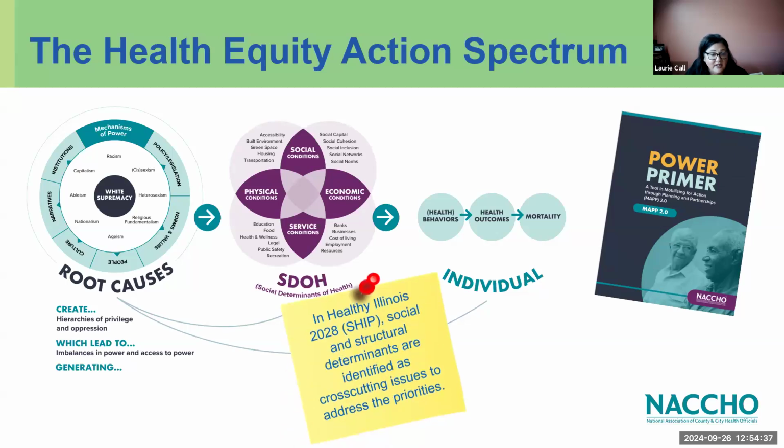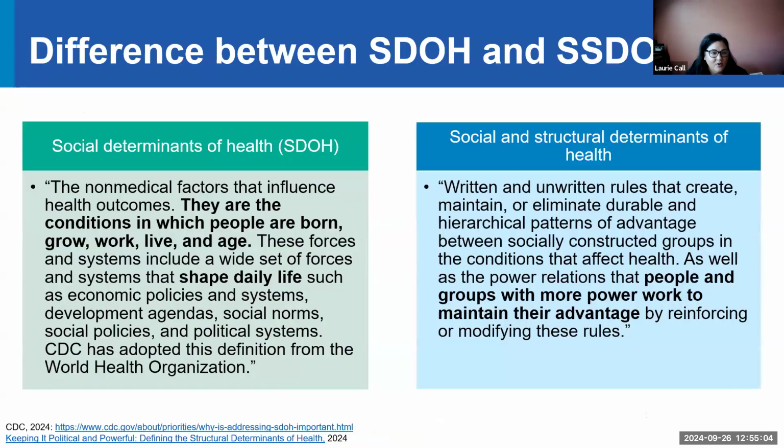And it's here I just wanted to point out that in Healthy Illinois, in the State Health Improvement Plan, social and structural determinants are identified as cross-cutting issues to address the priorities. And one of the 5 top priorities is racism as a public health crisis. So we do have support from the Illinois Department of Public Health down to be addressing this type of work.